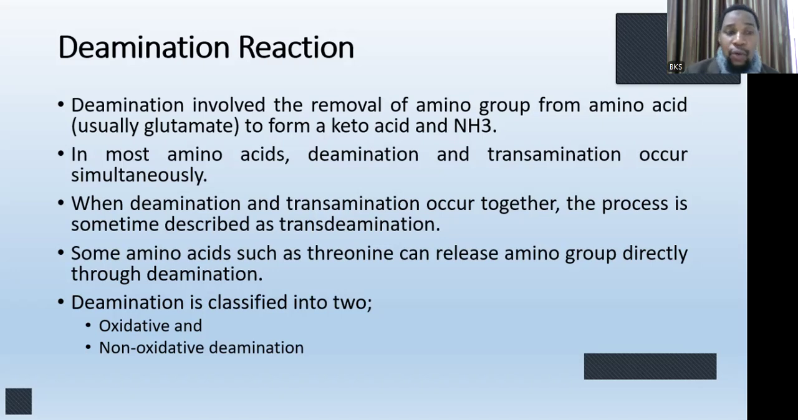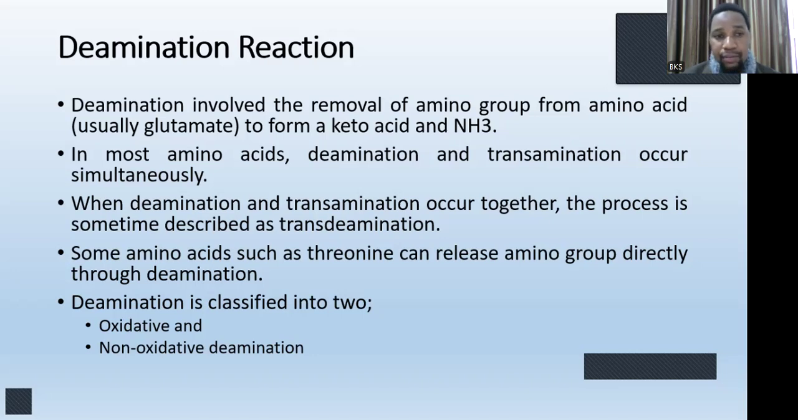In most cases, deamination and transamination take place at the same time, simultaneously, so it is called trans-deamination, but not in all. Like I said, some amino acids do not even go through transamination; they go directly to deamination, which we will see.